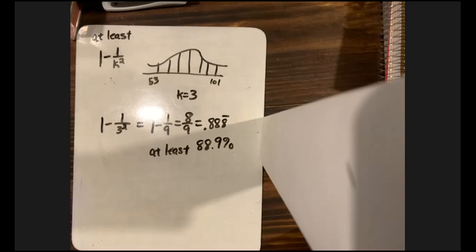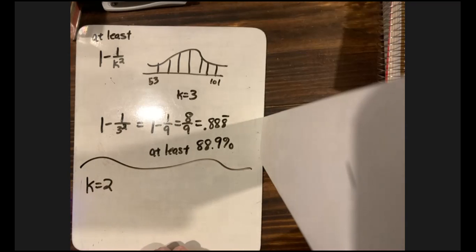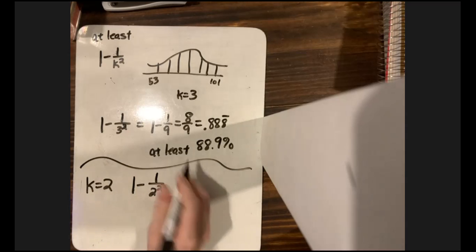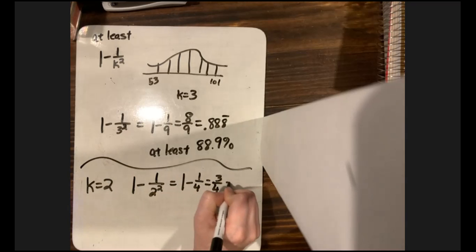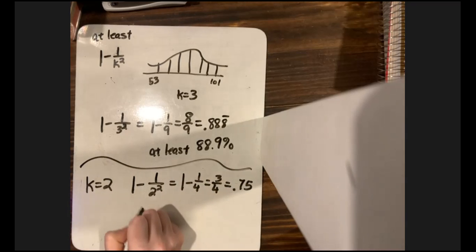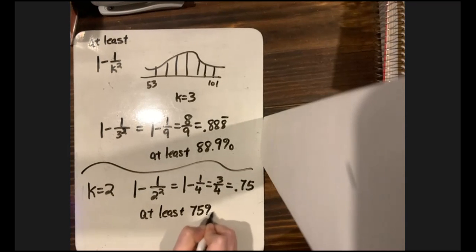So they outright tell me that k is equal to 2. Okay, so this is, again, I'm just straight plugging in. This is 1 minus 1 over 4, which is 3/4 or 0.75. So at least 75% is what Chebyshev's is going to tell us for that one. So at least, again, with the Chebyshev's thing with this.